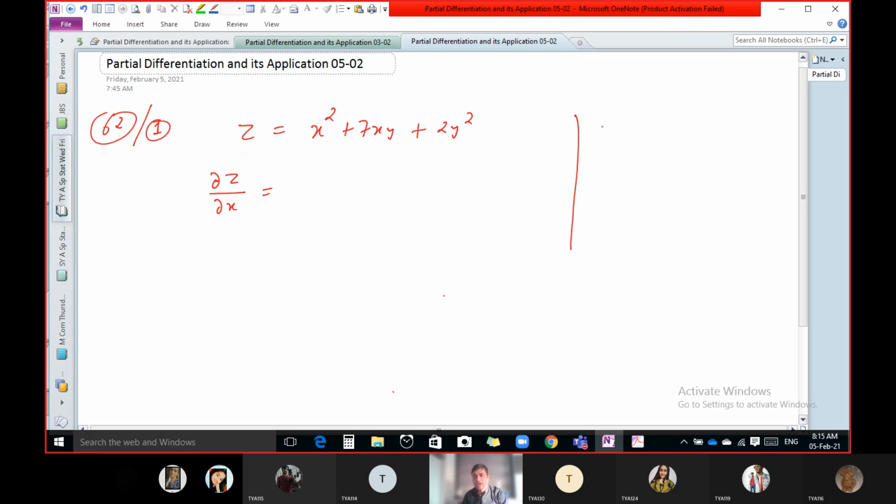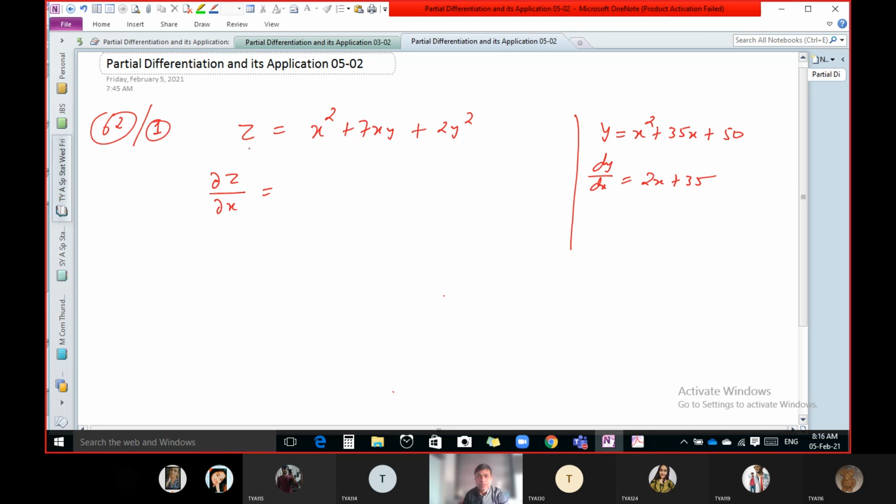Now tell me, if I have a question like this, y equal to x square plus 35x plus 50, and if I want to find out dy by dx, tell me the answer. Derivative of y with respect to x: 2x plus 35. Correct. So the same way we have to find out the answer of this question.